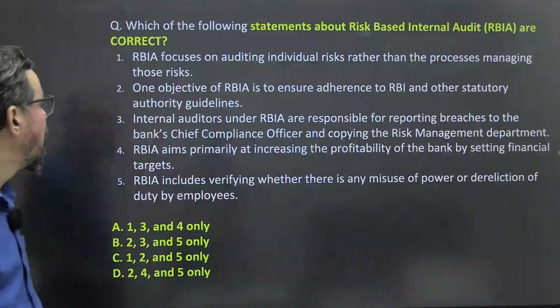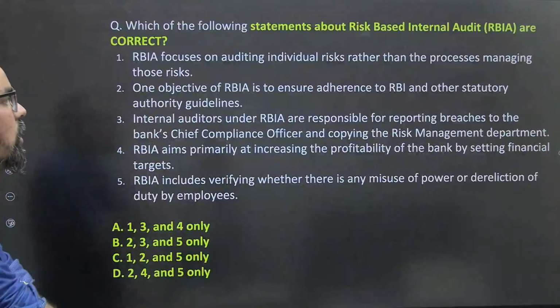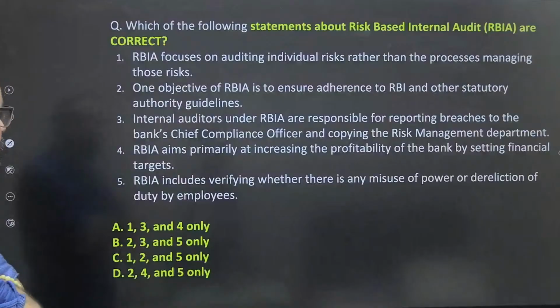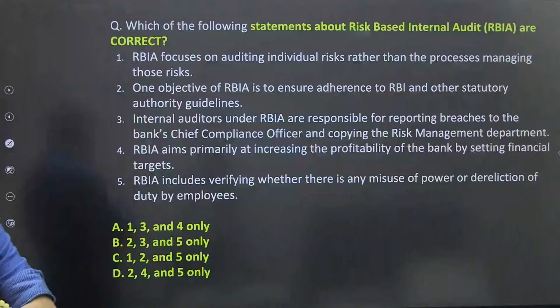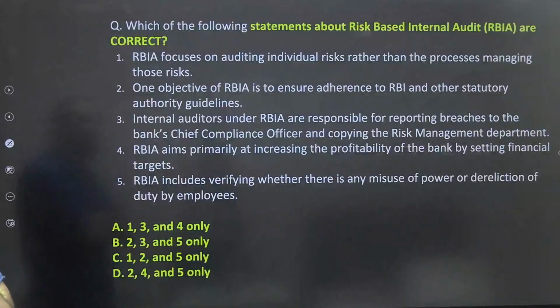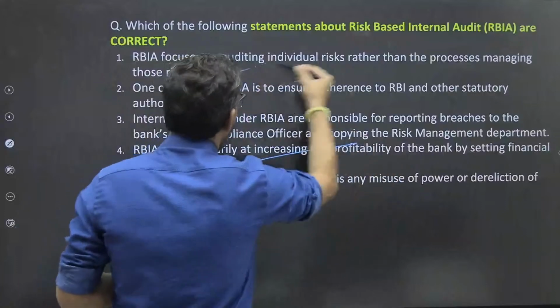Second one: the objective of RBIA is to ensure adherence to RBI and other statutory authority guidelines. Third one, your third statement again: Internal auditors under RBIA are responsible for reporting breaches to the bank's chief compliance officer and to the risk management department. RBIA aims primarily at increasing profitability. Okay, that is wrong, and this is also wrong.